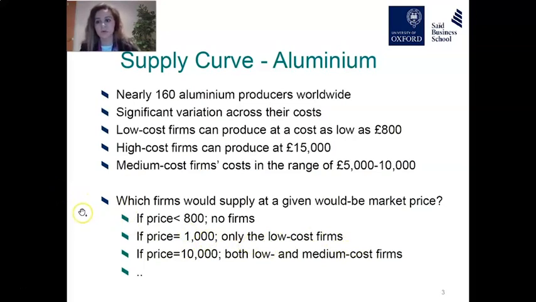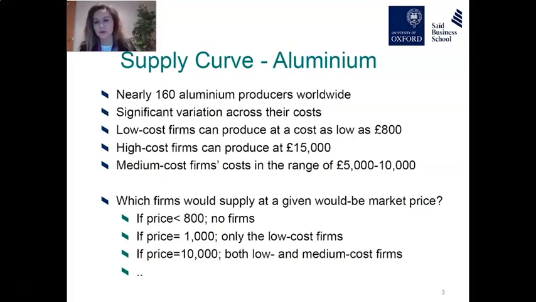How about when the price goes up to 10,000? That's a pretty big jump. So how will that change? Well, at the price of 10,000, the low-cost firms are still willing to supply. They're going to make a huge profit actually. And in addition to that, some of these medium-cost firms, because now they're able to cover their costs, are willing to supply as well. So therefore, the total quantity supplied in the market would increase substantially.